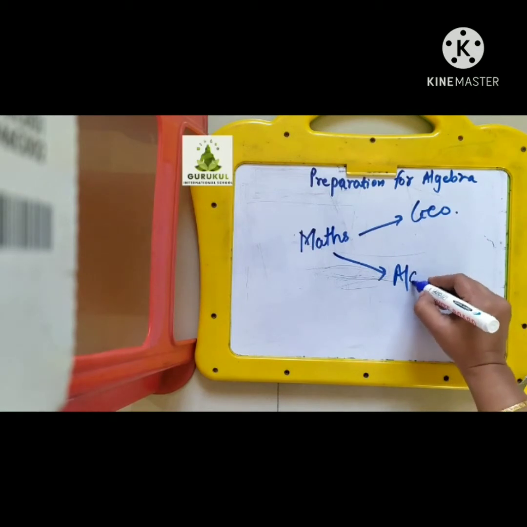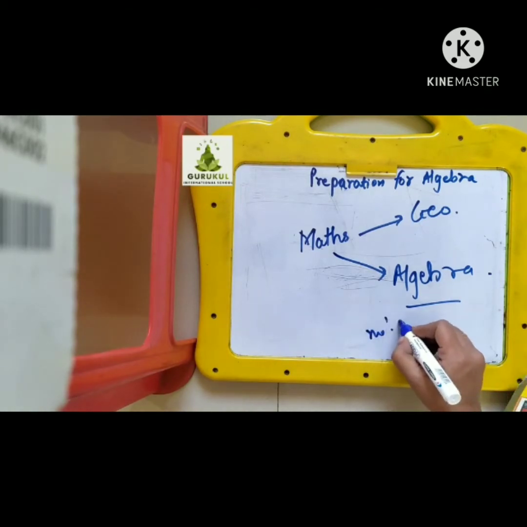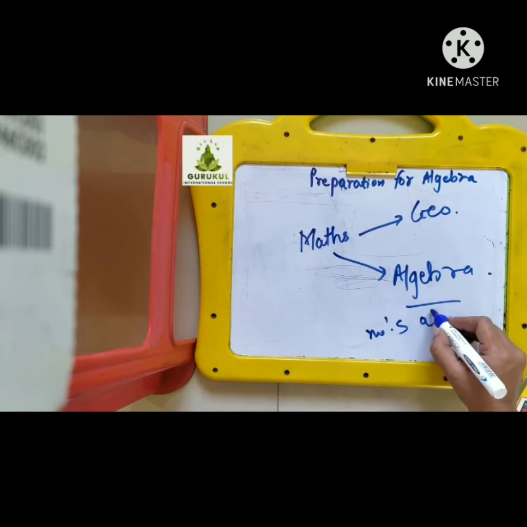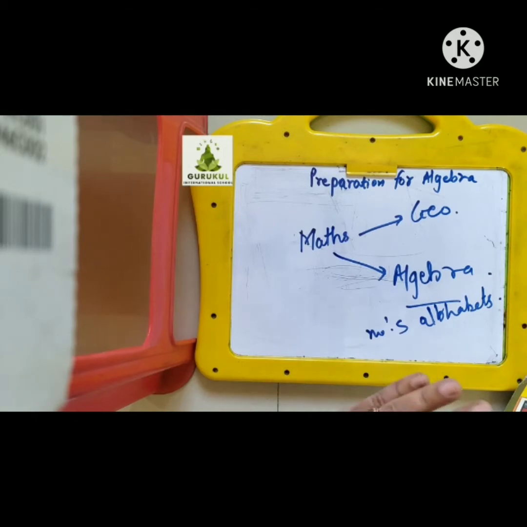Now here, geometry means the concepts all related to your shapes, and algebra is a part of mathematics where we have numbers as well as alphabets. So when numbers and alphabets come together to deal with maths, that part of maths is called algebra.